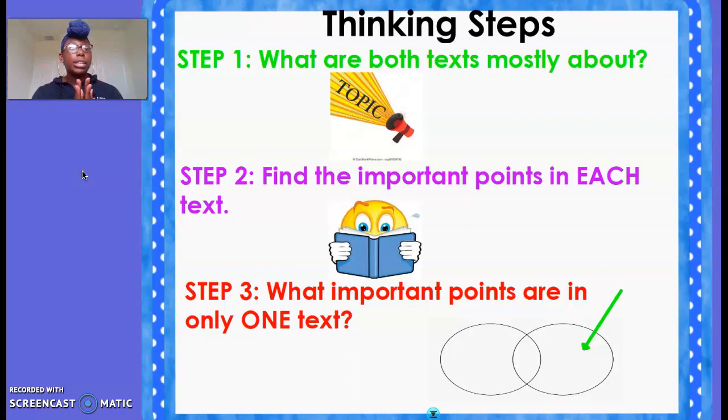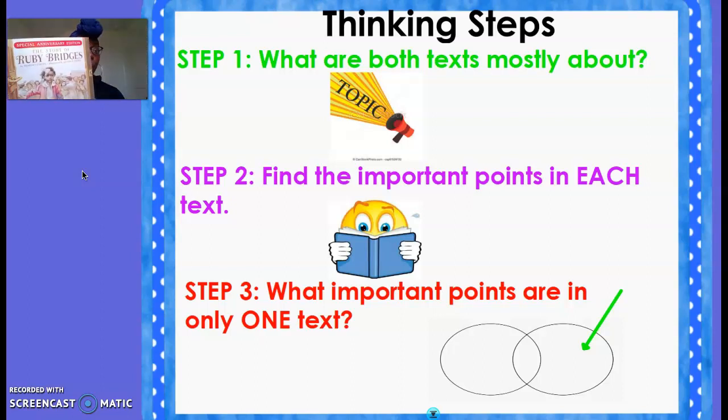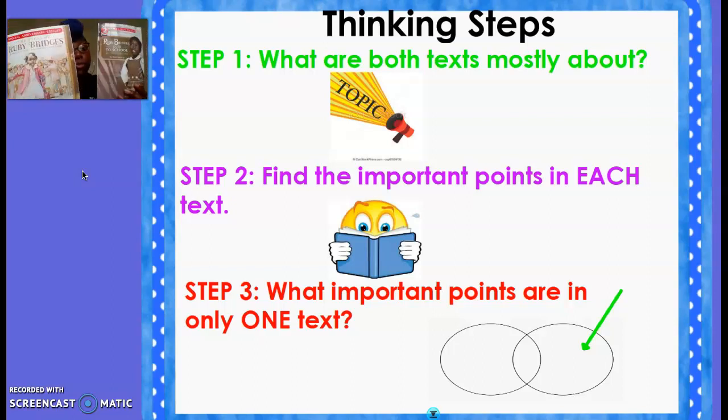Good. I'm looking for the important points in one text. That is called contrast, the difference. What is something important, an important detail or point, that is only in this Ruby Bridges story? Whatever I say has to be in only one of the stories.